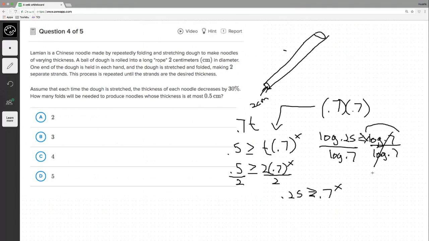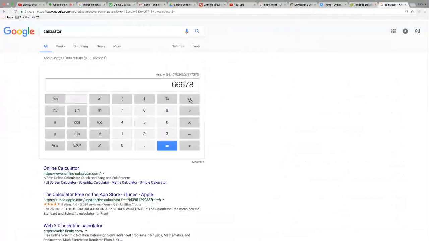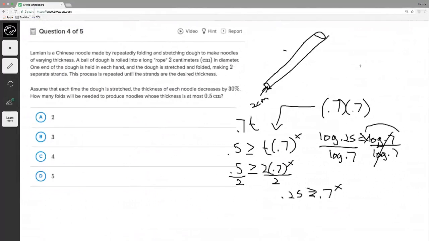So let's go ahead and do this on the calculator. We've got log of 0.25 divided by log of 0.7. That's 3.88, so let's just say 3.89. So we'll say x is less than or equal to 3.89.